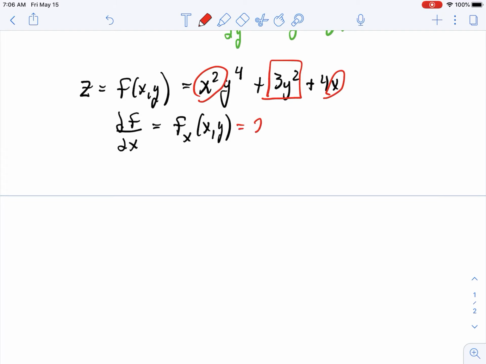So what we would have here would be 2x y to the fourth plus 0 plus 4. And clean that up, would be 2x y to the fourth plus 4.